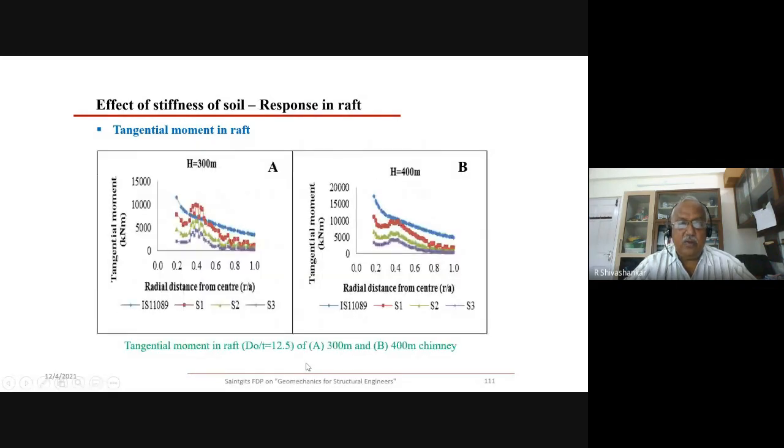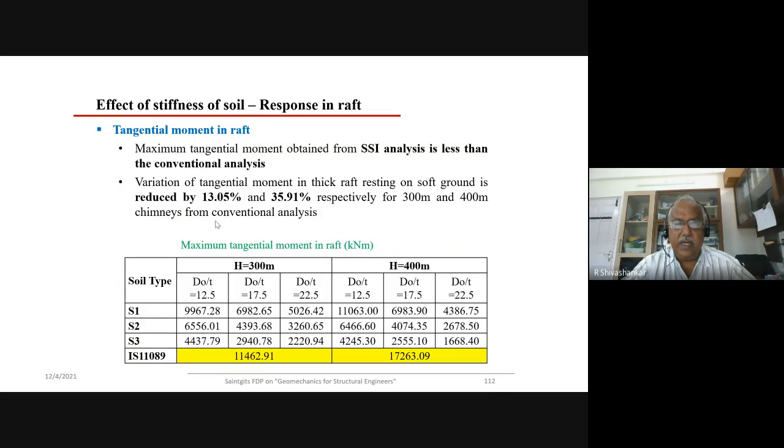And so these are circular structures, so we consider radial and tangential moments. And the tangential moments, for which we provide circumferential steel, the tangential moments got by the IS method, that is the conventional method without SSI, are much higher. But if you consider the flexibility of soil, the tangential moments are much less. So again, tangential moments by the IS method will be overestimated.